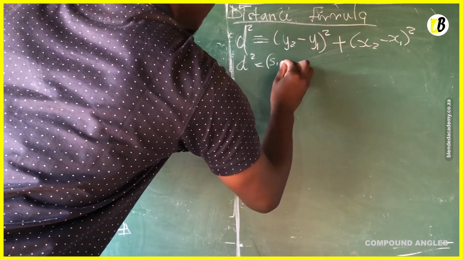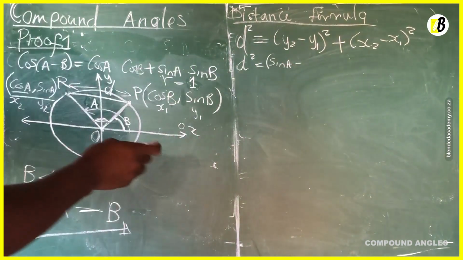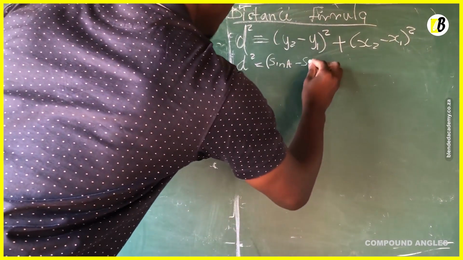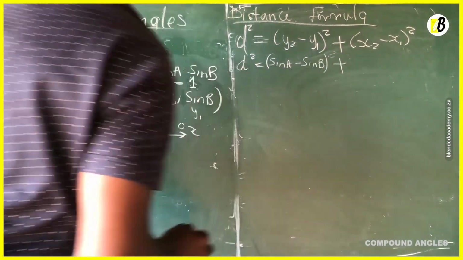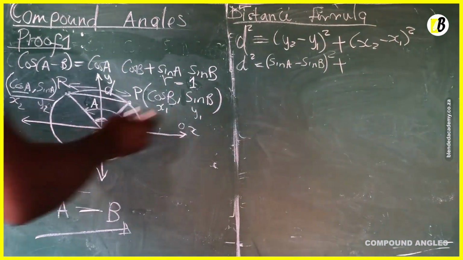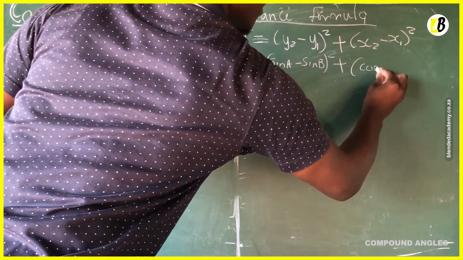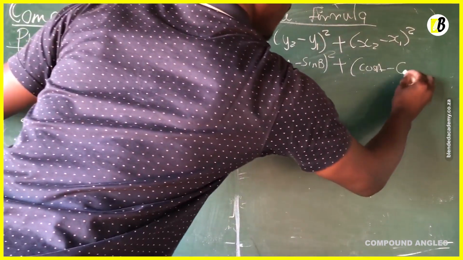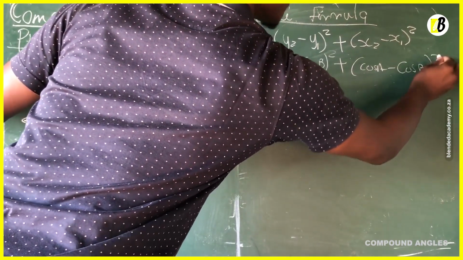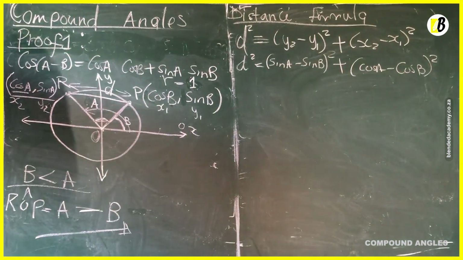So now in this case, y2 is sine A. So it's going to be sine A minus y1 is sine B, minus sine B, all squared, plus x2 is cos A, minus x1 is cos B, all squared. So you need to remember that.